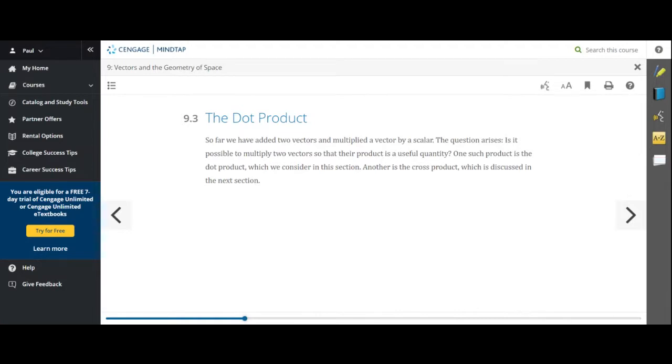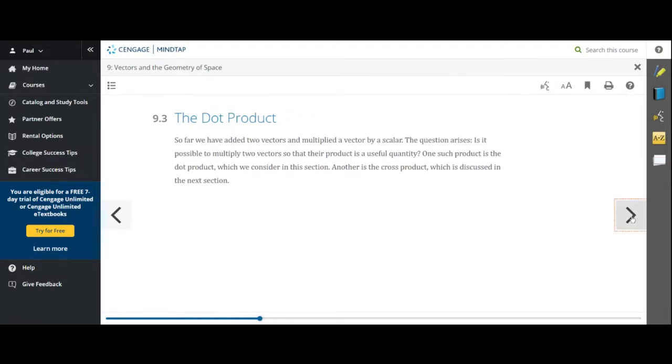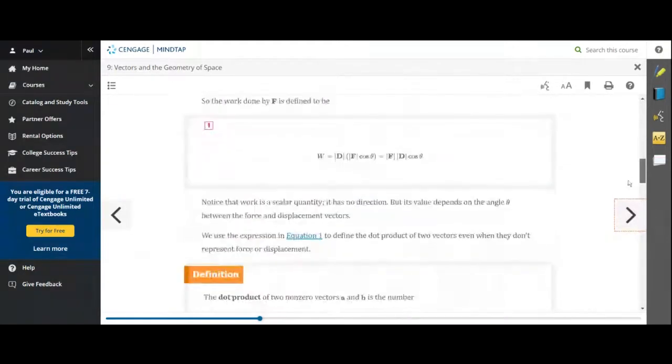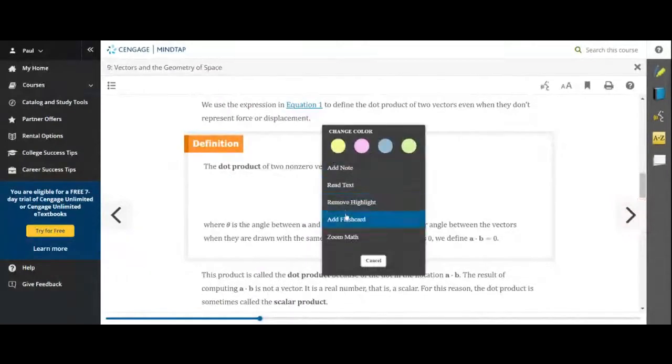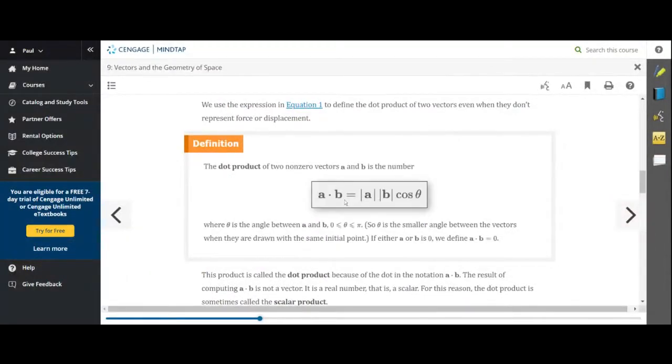But I want to focus, in the few moments we have, on the definition of a dot product. Your homework will be similar. This is how the dot product is defined. If you have a vector A and a vector B, the dot product between A and B is defined as the magnitude, or the length, of the vector A times the length of the vector B times the cosine of theta. That's one way to compute the dot product between two vectors.